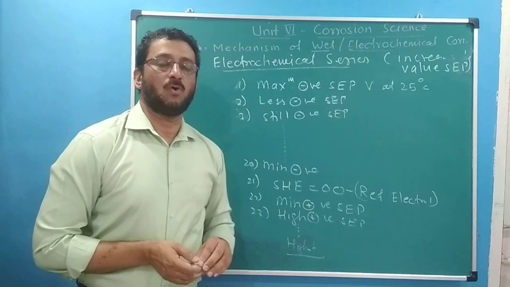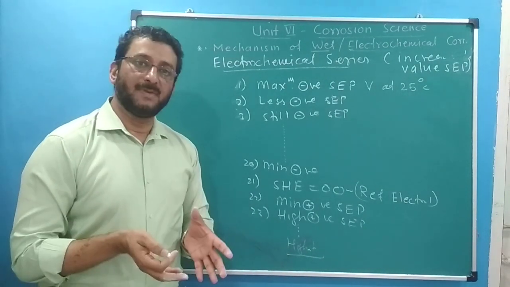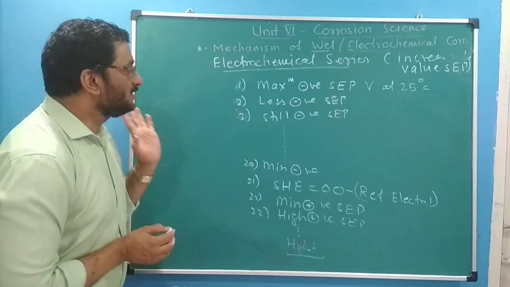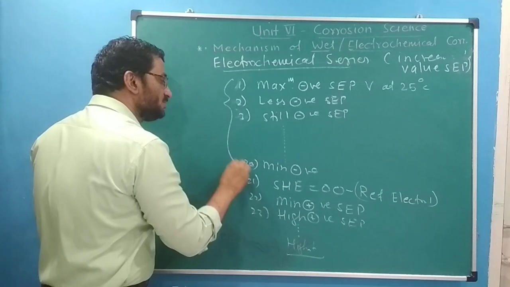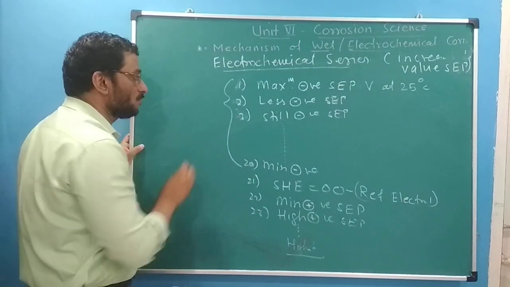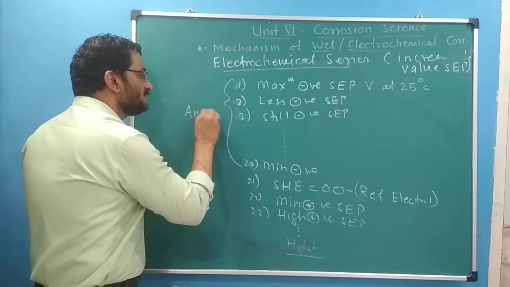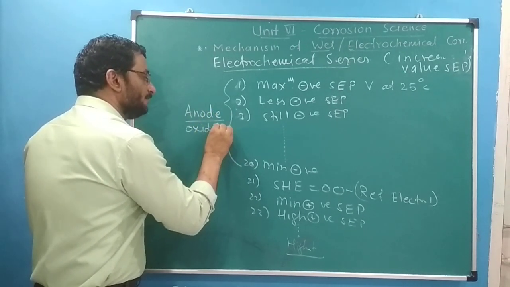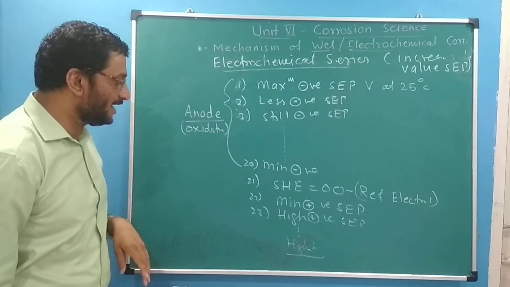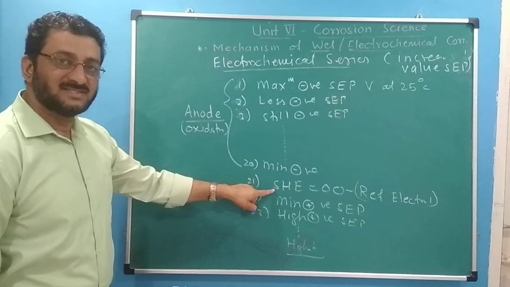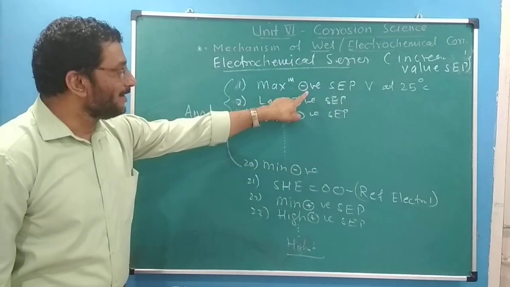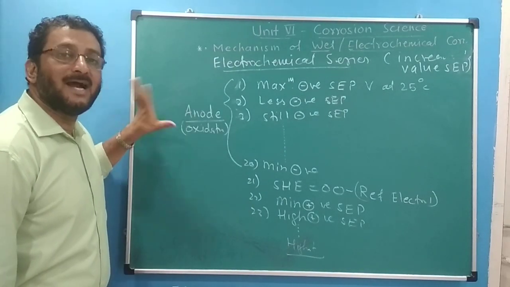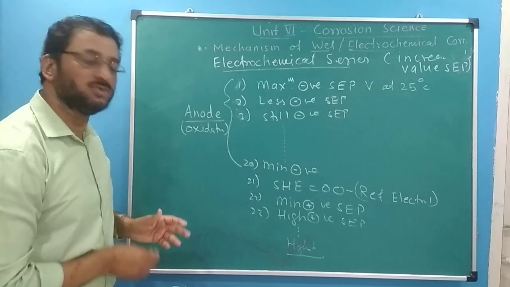So one question may be asked: what type of information are we getting from the electrochemical series? The information is that all the elements which show a negative value of standard electrode potential prefer to work as the anode part of the cell, always undergo oxidation reaction, corrosion reaction. First information is that all the elements placed above the reference, having some negative value of SEP, standard electrode potential, will prefer to work as anode part because they have a tendency to lose electrons.